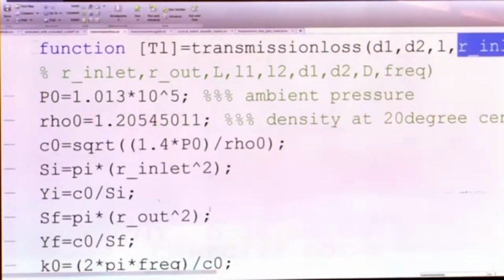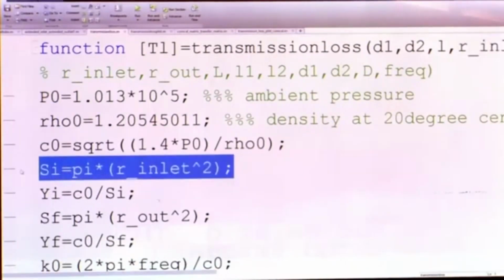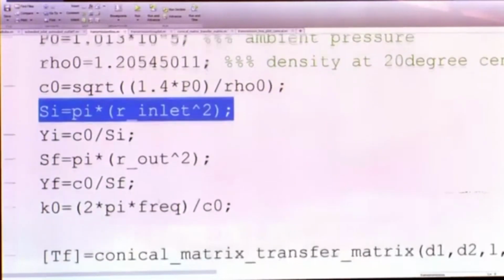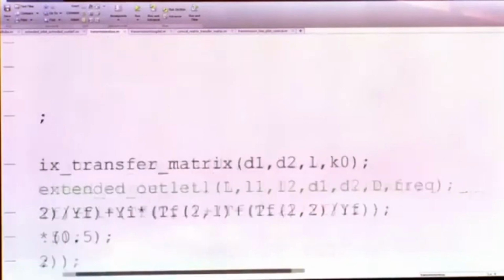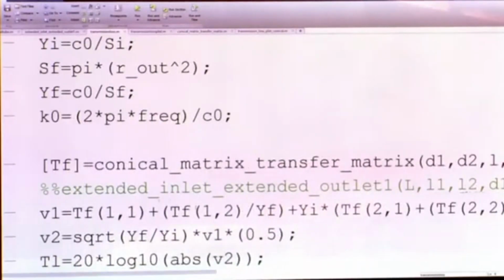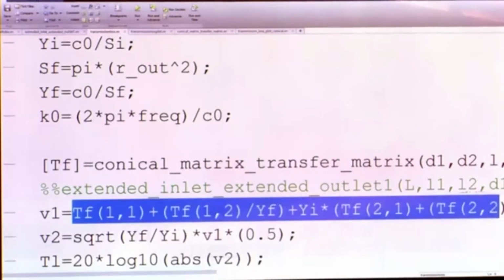So, this is the area of the inlet pipe and characteristic impedance, and similarly for the other one, and the conical transfer matrix is given, basically the function is invoked, and now comes the computation of the transmission loss value. This is something that we discussed in last week's lecture. So, transmission loss in terms of the transfer matrix parameters, these are basically this one.